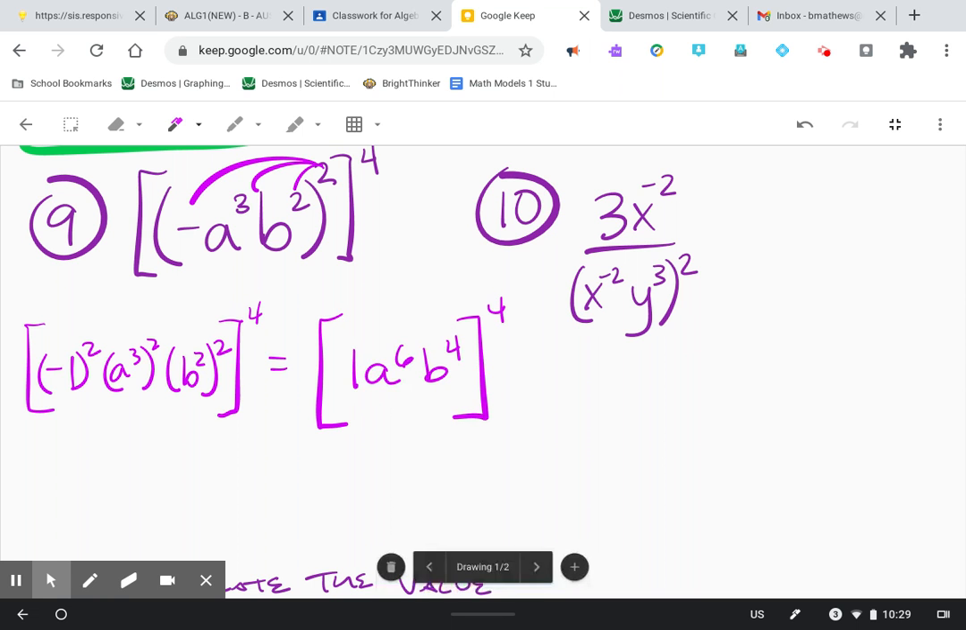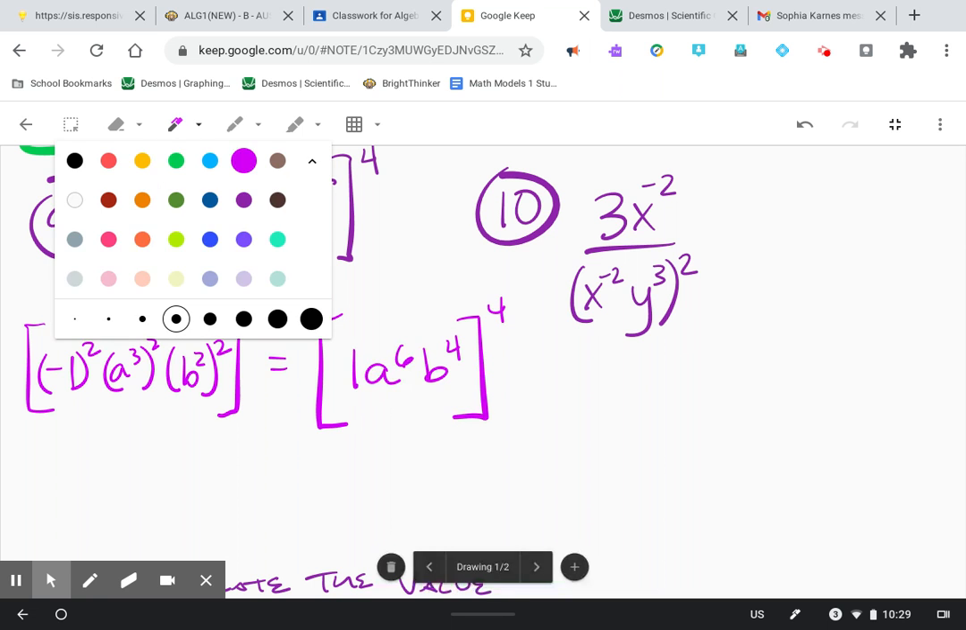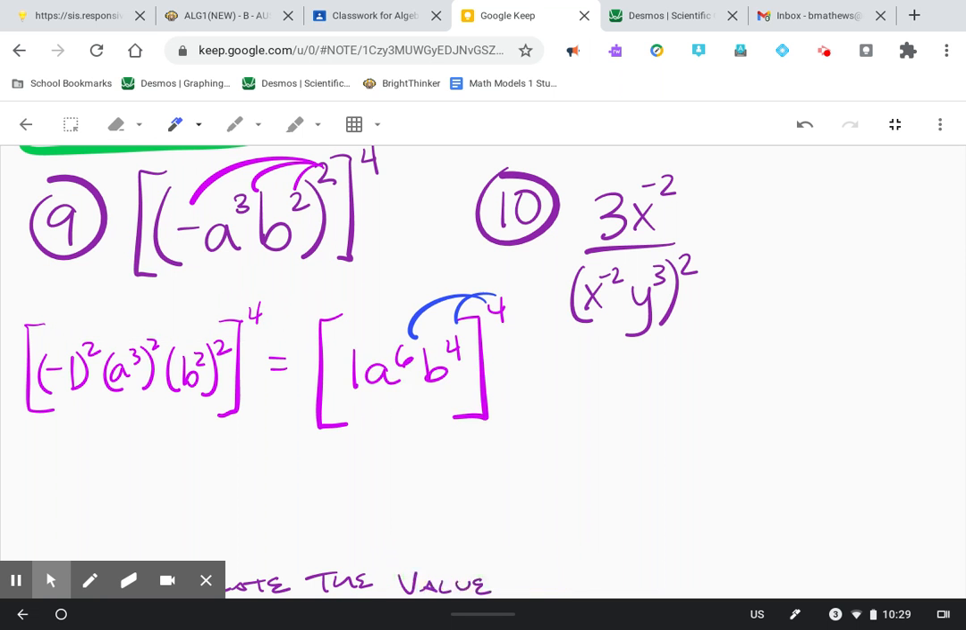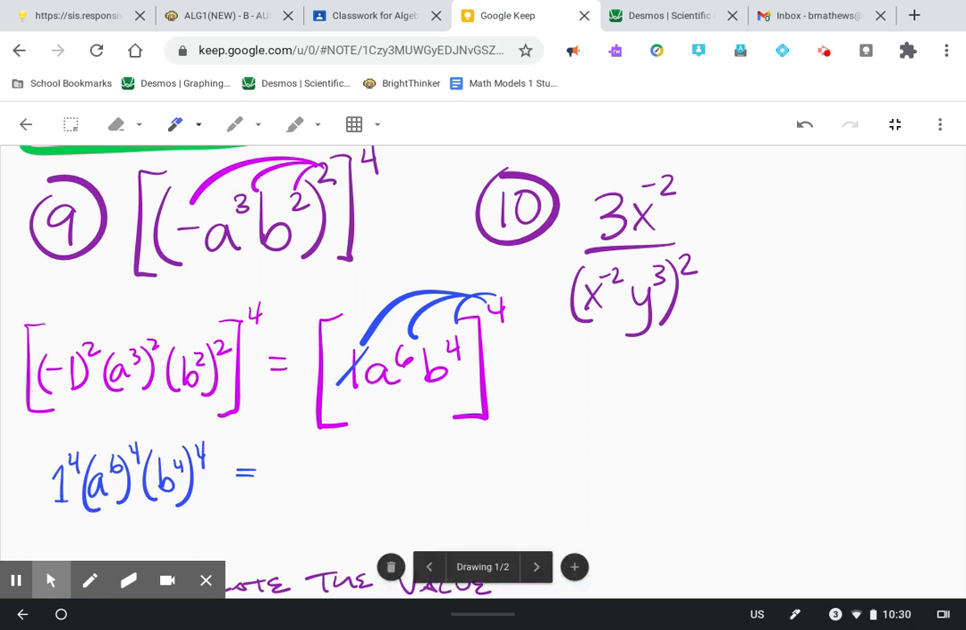We'll go to the next part, which is to take this 4 and distribute it to everything. We don't really need to do the 1, because 1 to the 4th is 1. But I'll write it anyway. So we have 1 to the 4th, a to the 6th to the 4th, and b to the 4th to the 4th. We're going to go ahead and get rid of the 1 to the 4th now. So we got a to the 24th, because 6 times 4 is 24, and b to the 16th.